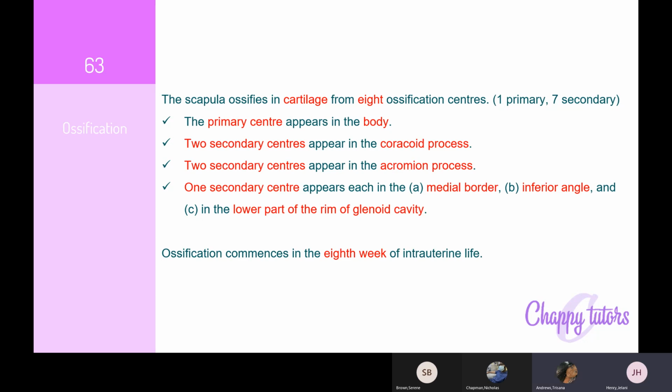Ossification commences in the 8th week of intrauterine life. Great. Well, yeah, that is it for the ossification. Are there any questions about the scapula? Anything I want to go over, run through, break down, anything like that? No. Okay, so no questions.